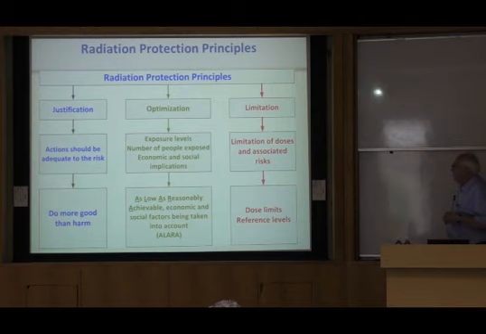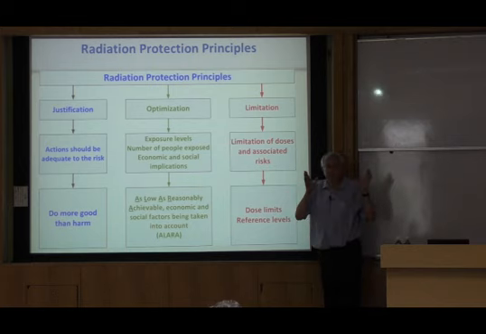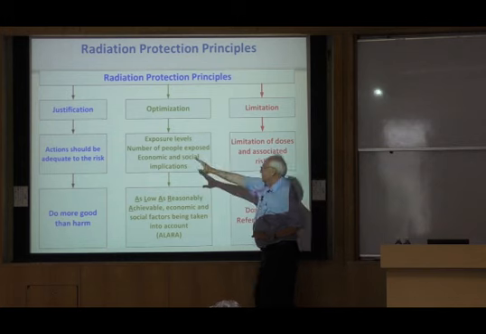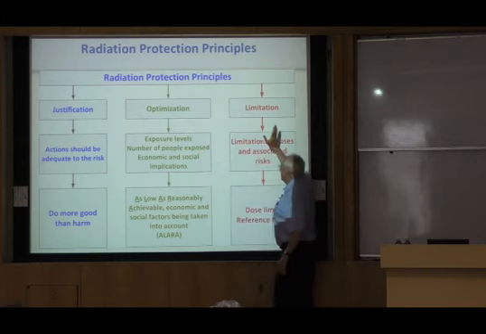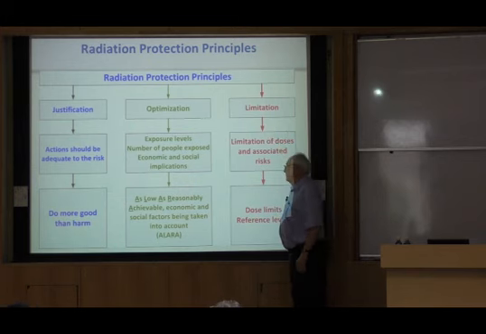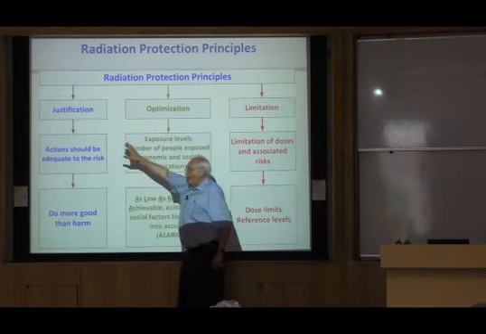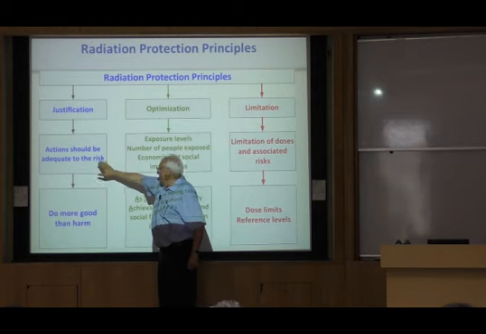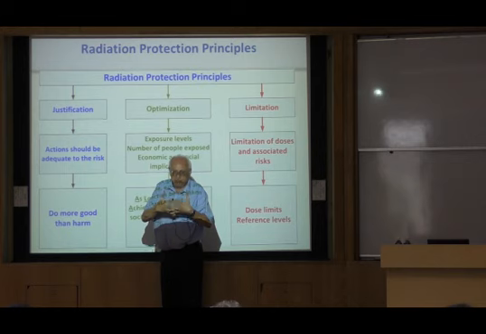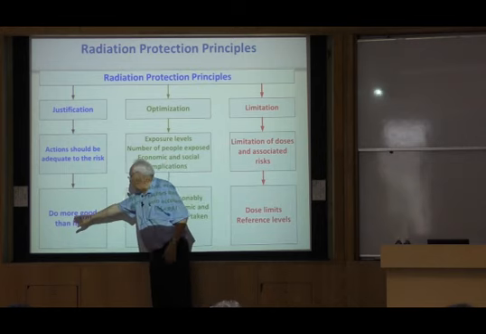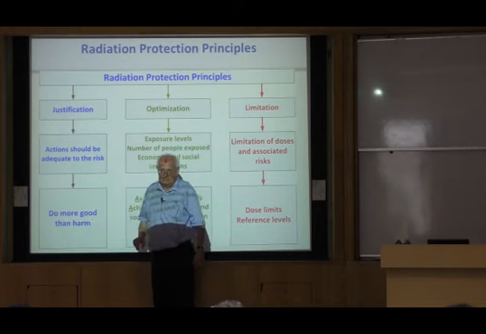So let's give one word to the radiation protection principles. These principles come from the fundamental safety principles. And we have 3 principles. First of all, justification, optimization, limitation. Justification is if you are doing something, you should have a net benefit. You should do more good than harm.